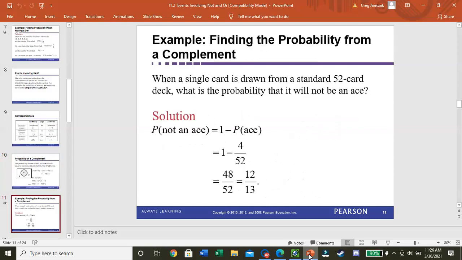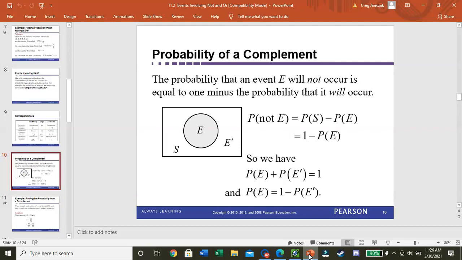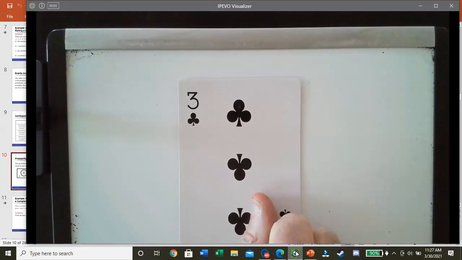Okay? All right. When a single card is drawn from a standard deck, what is the probability that it will not be an ace? All right. So if we were to draw a card from a deck, let's say we drew a card from a deck, probably not being an ace, right?